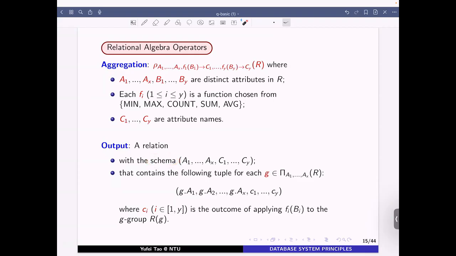For the schema, that was clear. For the tuples, you want to have one tuple for every G group. Still remember this G group. G group is one group in this group by. After this group by operation, you look at every group. And for that group, you want to apply these aggregate functions over the tuples inside that group. So for example, this RG is one G group.